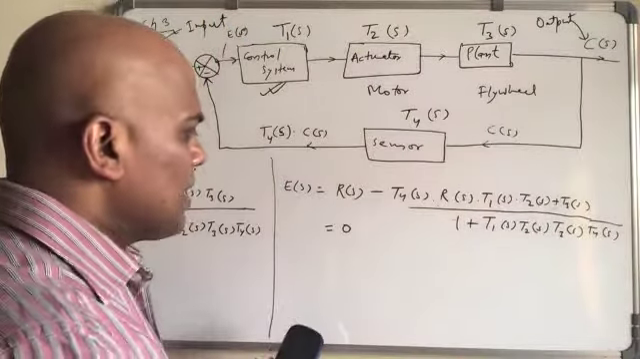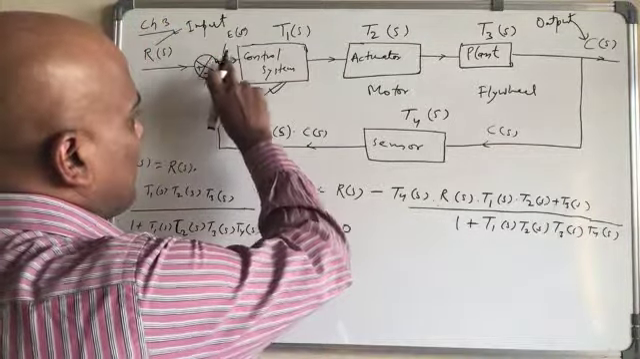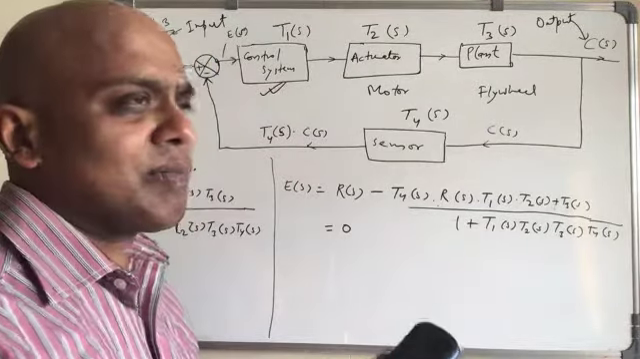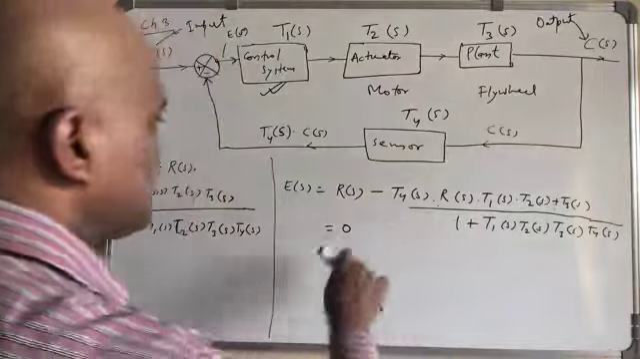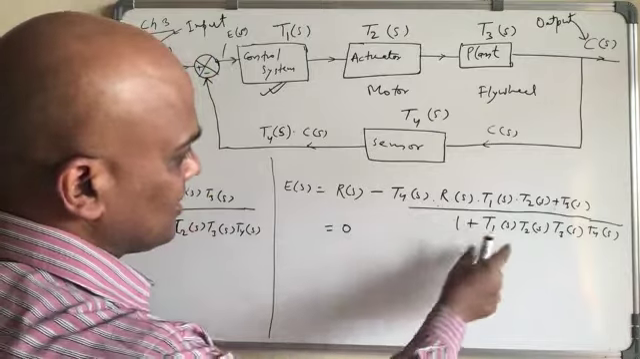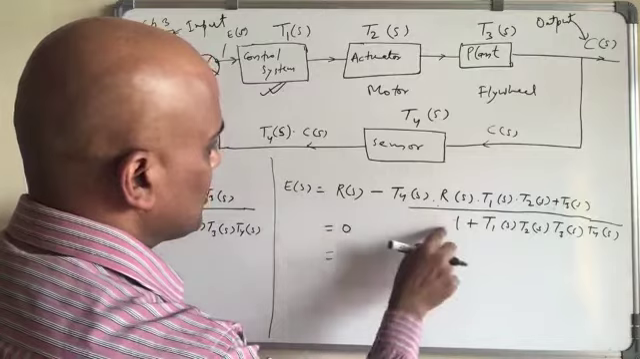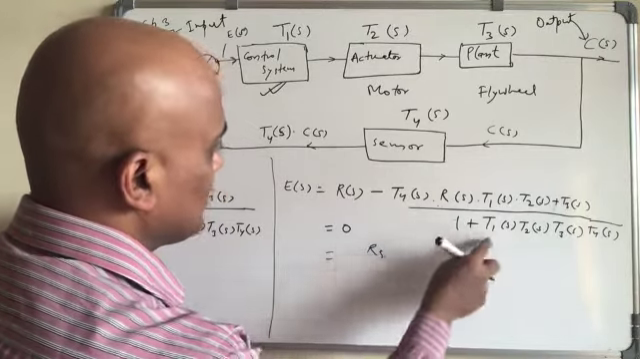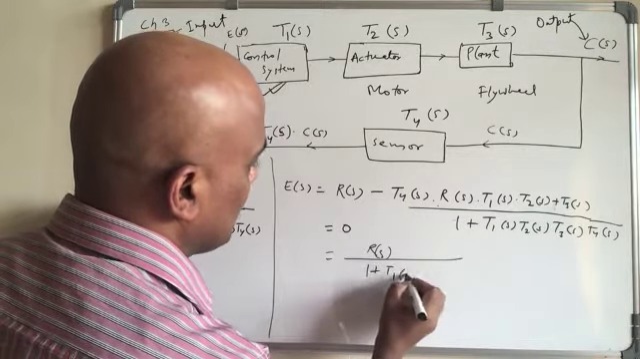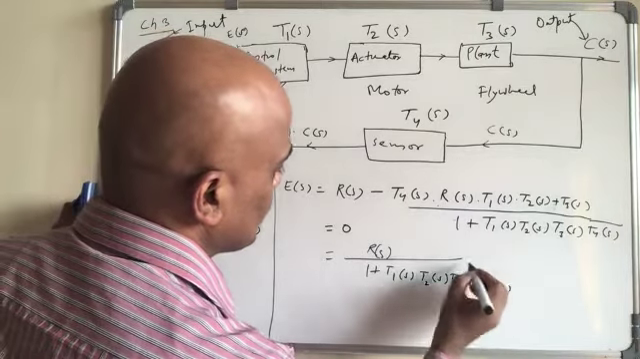Okay, so ideally this E(s), the error, should be 0. Yeah, but whether that is really possible is another matter. For example, in this case, if you make it equal to 0, what happens? If you multiply this by this one, you get R(s), simply R(s), and then you will have 1 plus T1(s), T2(s), T3(s), T4(s), all equal to 0.